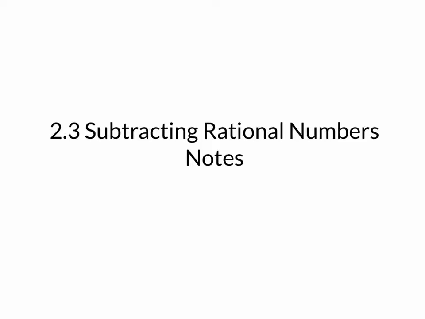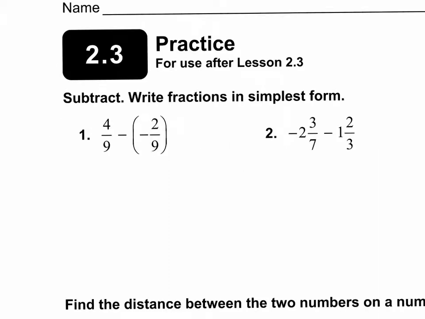Alright, so today we're going to talk about 2.3, subtracting rational number notes. To start off, subtracting rational numbers is very similar to adding rational numbers. There's just one extra step. When you add or subtract regular fractions, you get a common denominator and do all those steps. But when you are adding or subtracting rational numbers, it's just like when you're adding integers.